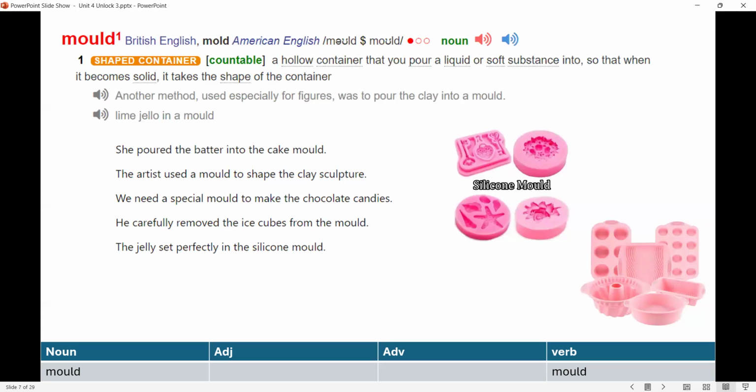Mold. Mold is a hollow container that you pour a liquid or soft substance into so that when it becomes solid, it takes the shape of the container. You see different pictures of molds here in this slide, and you can use them while baking. Examples, she poured the batter into the cake mold. We need a special mold to make the chocolate candies.